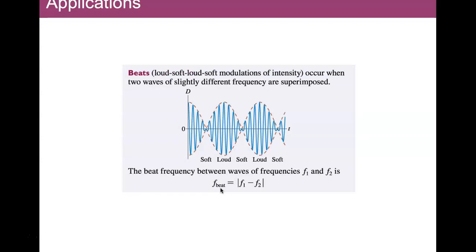And finally, the last topic we discussed was beats. We talked about it today. It's basically just a simple consequence of using a trig identity, writing the superposition as a product of a sine and a cosine, and the lower frequency term gives us a modulation, and then that gives rise to beats with this frequency. Okay, so let's stop here, and we'll start talking about physical optics in the next lecture.